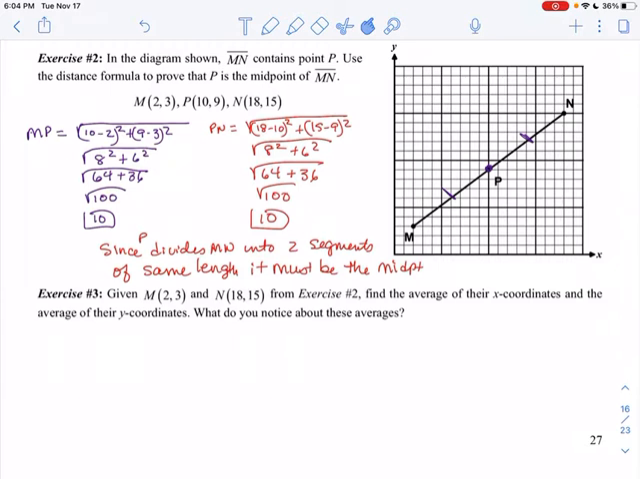All right. Given M is (2, 3) and N is (18, 15), the same points that I just used from exercise 2, let's find the average of their x coordinates and the average of their y coordinates. That's easy enough. The average of my x coordinates: let's take those x coordinates, 2 plus 18, add them together and divide by 2. So 2 plus 18 is 20, and 20 divided by 2 is 10.